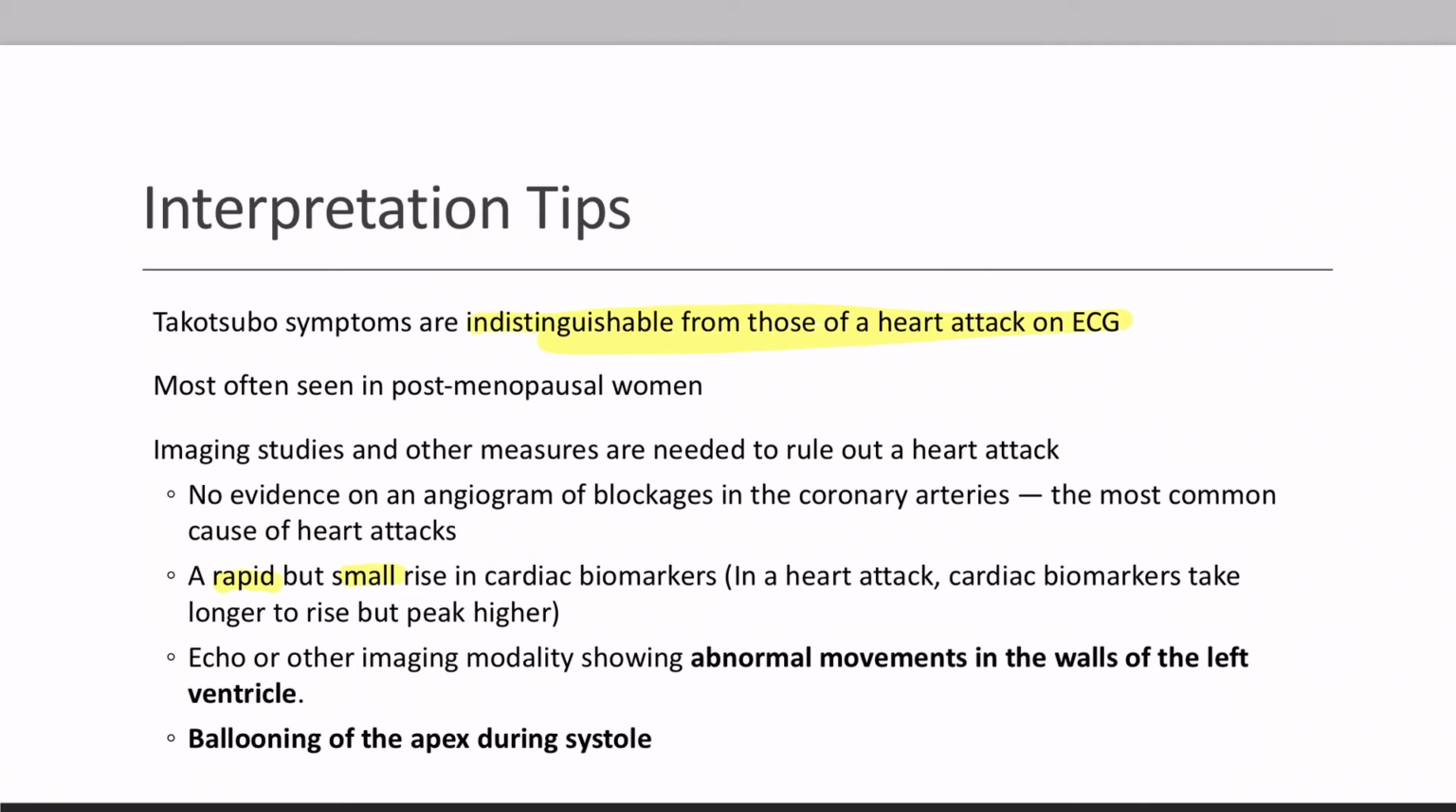And then on echo, you would see abnormal movements of the wall of the left ventricle, as well as ballooning of the apex during systole. And this is where the name comes from, that balloon shape, that pot shape.